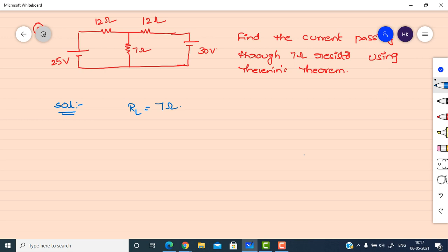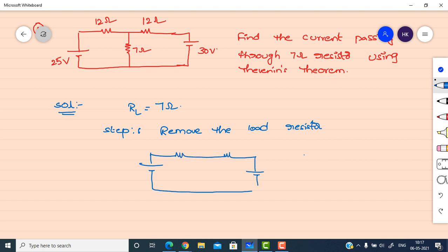So next step, we have to remove the load resistor from the given circuit and redraw the circuit. So that is step 1. Remove the load resistor. The remaining circuit is as it is, you have to draw. Now these are the open circuited terminals. I am not drawing that 7 ohm.